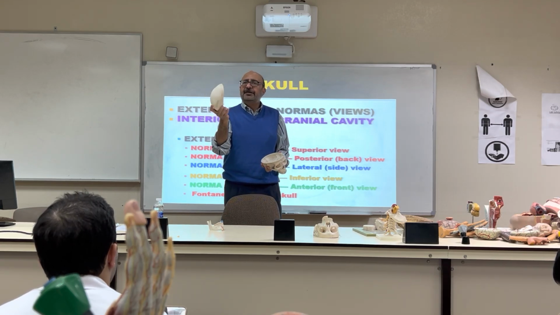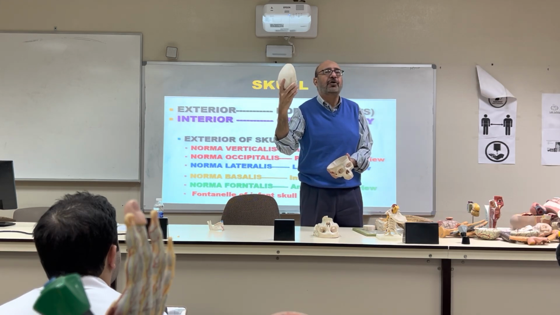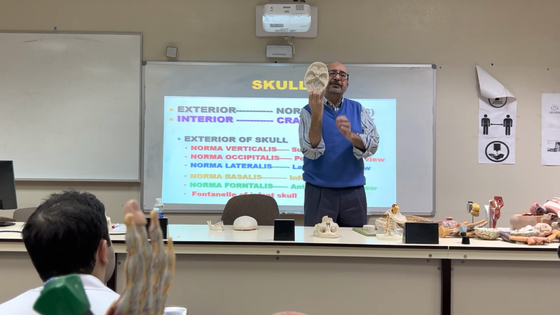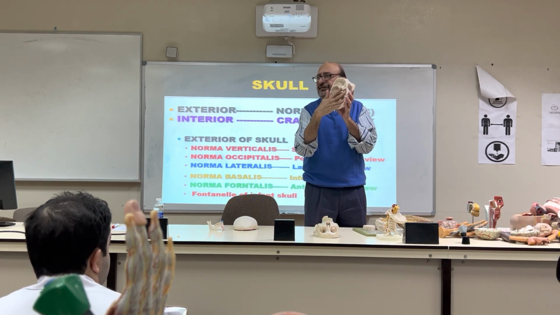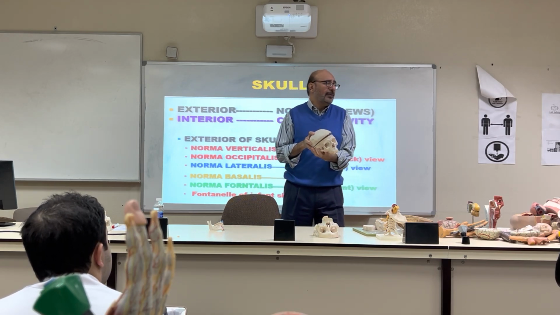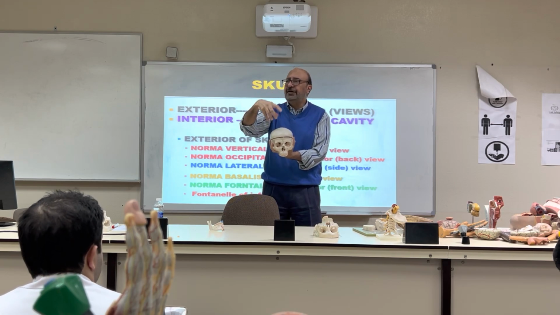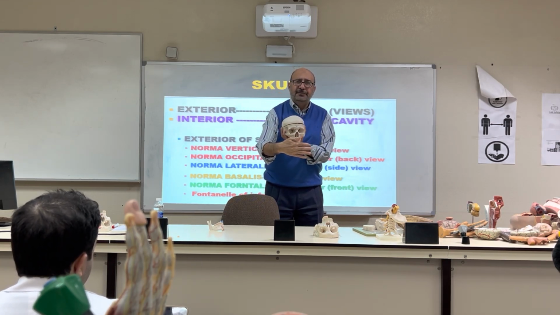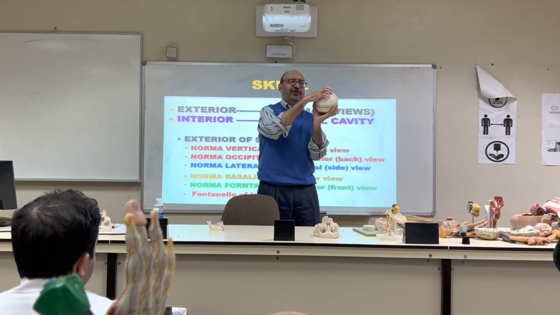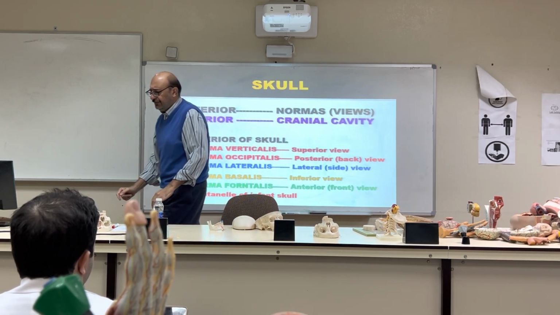If I remove this thing, this is called vault. If this is removed, you see, this is called vault. And after this, you find this cranial cavity. How many parts? Norma verticalis from the top. If you see, frontalis, lateralis, basalis, and occipitalis. Okay, nothing new here. So very easy to go through.